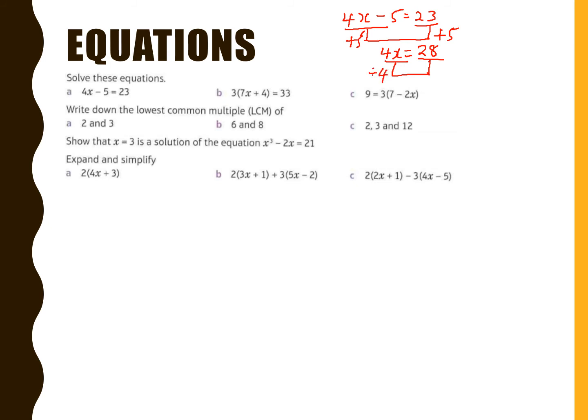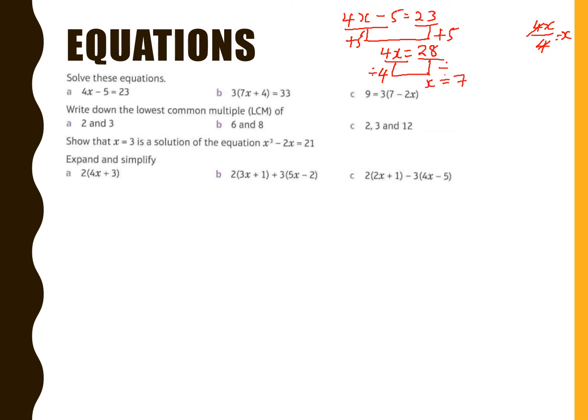time in order to get rid of it, because if we had 4x over 4, 4 divided by 4 becomes just x. They cancel out. So divide by 4, x equals 7.